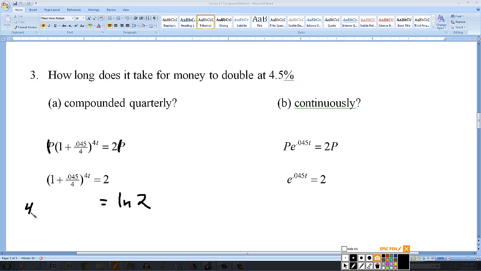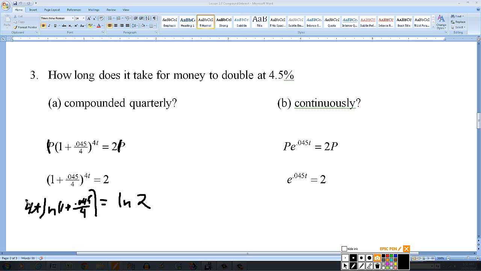And then this will be ln of that expression right there. So 1 plus 0.045 over 4. Okay, so that's your setup. That's the setup for the equation. Okay, so what I'm going to do, I want to solve for t.